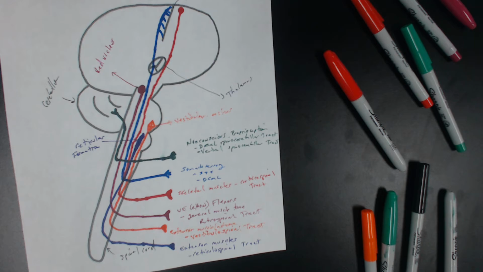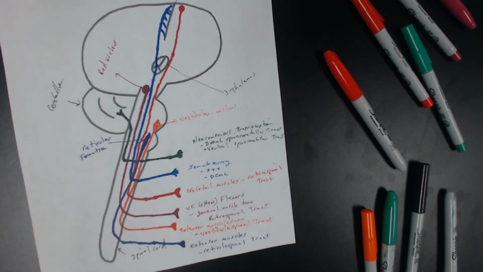Rubrospinal, upper extremity flexion. Okay, and that'll be important next year. Any other questions? Does it make sense? Like I said, these are all the tracts that we're going to talk about as far as the spinal cord is concerned. Okay, today we're going to look at it.